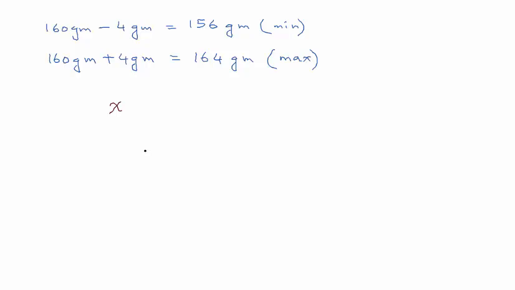No matter how obvious it may seem, I would like you to note the fact that the two numbers are on two sides of 160 on the number line, and they are the same distance from 160. So you go 4 to the left, you end up at the minimum weight 156. You go 4 to the right from 160, you end up at 164, which is the maximum allowed weight.